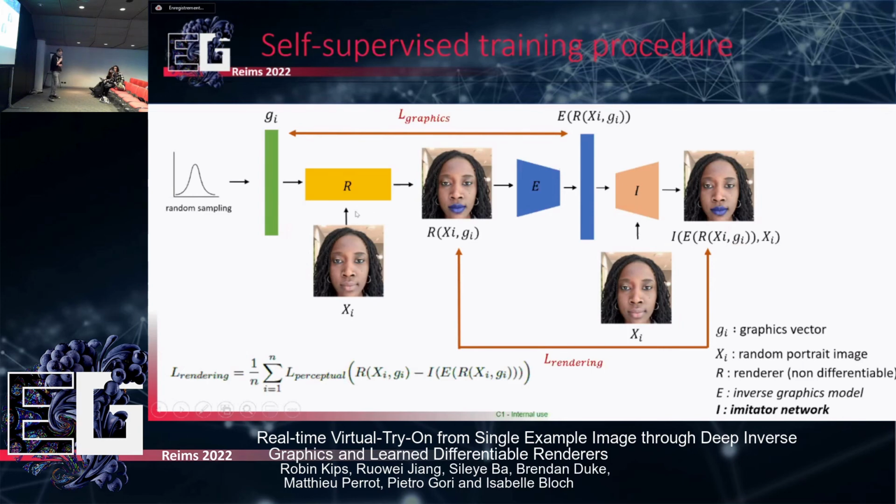So here we have the pipeline that you have on the screen. We have our encoder that predicts the makeup parameters from an image, and then in the first loss we compare. Here you have to keep in mind that the renderer R is not differentiable, so we cannot differentiate it, and so we cannot compute.